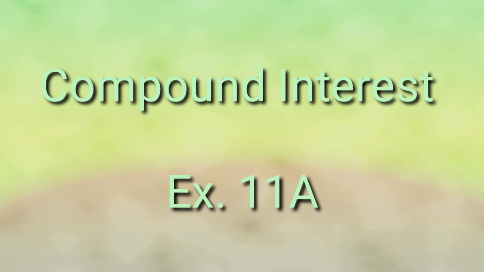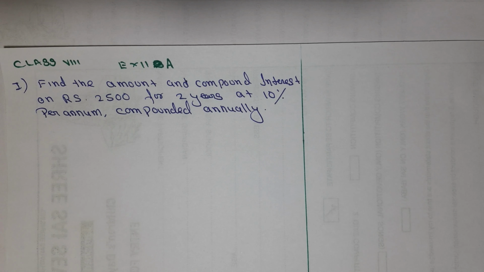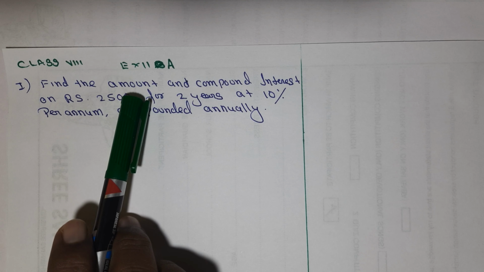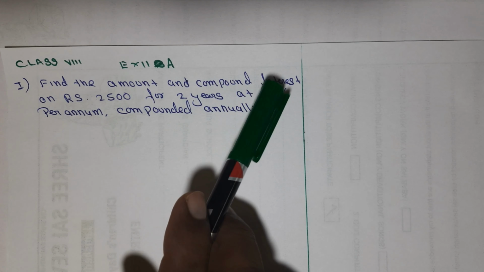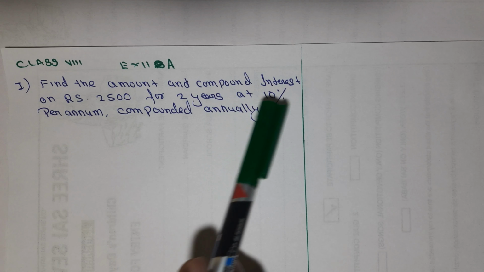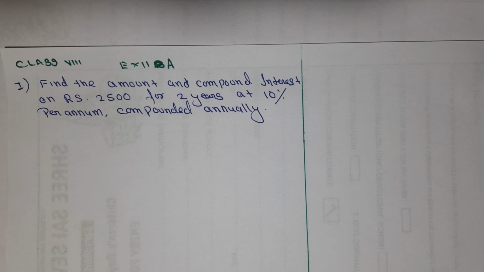What is question number 1 of exercise 11a? You see, this is question number 1. Find the amount and compound interest on rupees 2500 for 2 years at 10% rate.